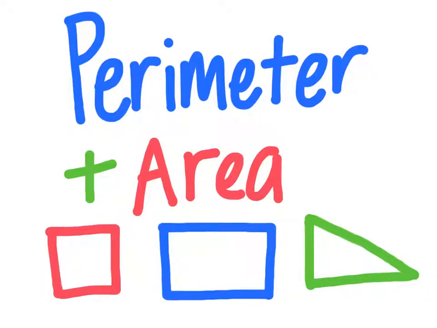Calculating the perimeter and area of simple shapes: squares, rectangles and triangles. When looking at squares, there are usually little dashes on the side to represent that each side is the same length, and we call each side S.